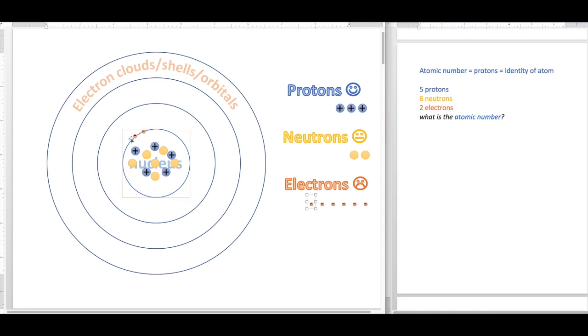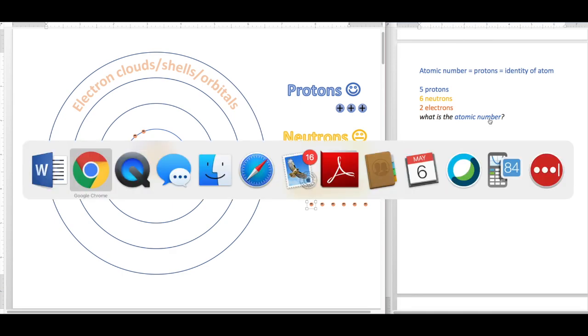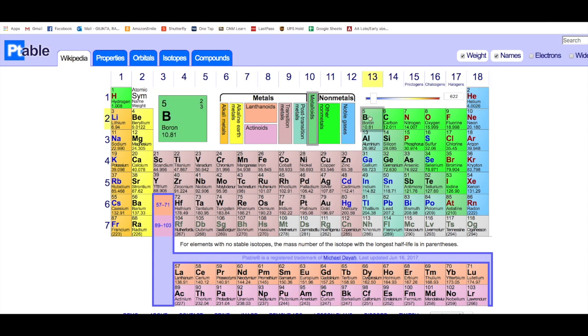But if we're told how many protons there are and all the question is asking you for is the atomic number, then you can completely ignore the neutrons and electrons. It does not matter how many are in there. Only the number of protons gives you the atomic number. And so if there are 5 protons and the atomic number is 5, then our model here is a model of 1 atom of boron.